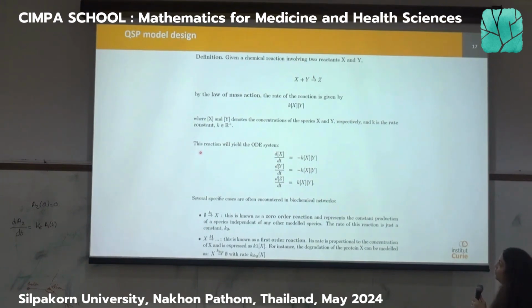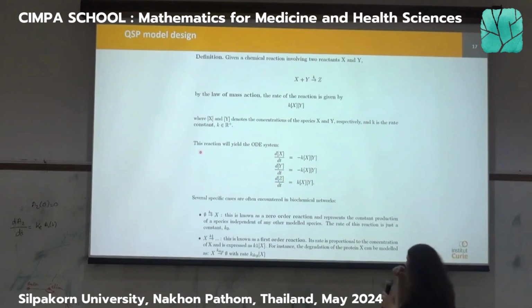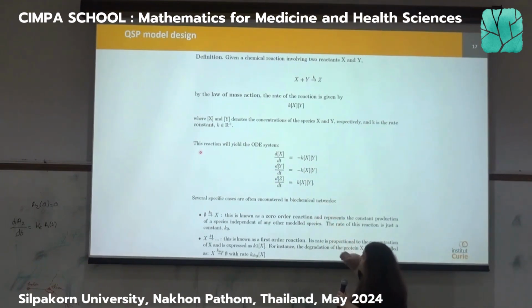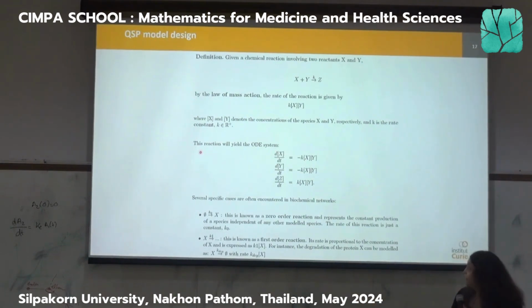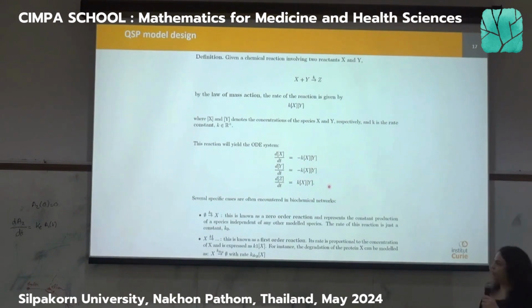Then the reaction rate will be K times the concentration of X times the concentration of Y, K being the parameter, the rate constant. And then the ODE system can be written like this, where X and Y disappear, so they will have a minus term. And Z, of course, has a positive term because Z appears. So this is the typical law that is used.